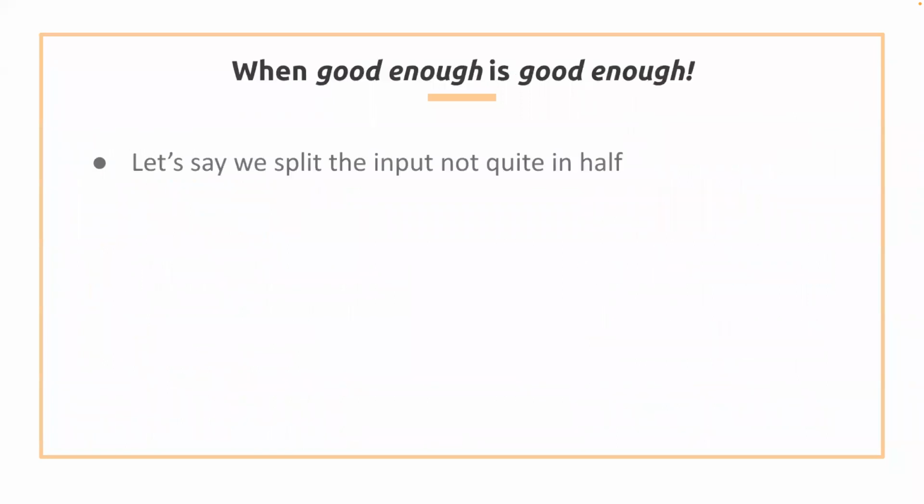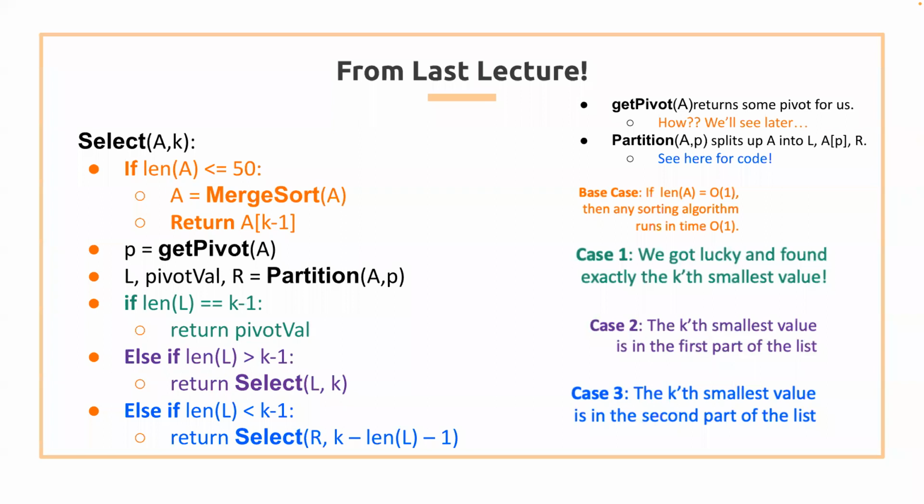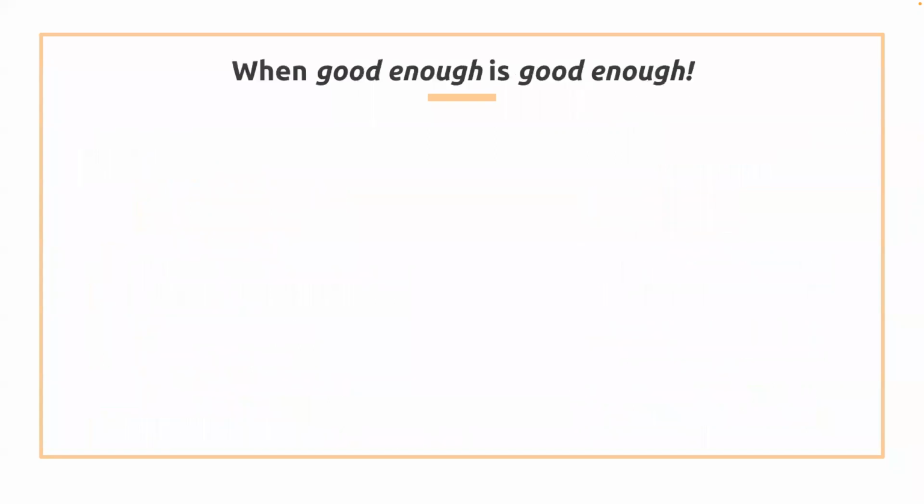Okay, so this is from last lecture. I think last lecture as well, we covered when is good enough good enough? We talked about how ideally we would like to split the input in half, and that would give us a running time for this algorithm. If we can guarantee that these sides are split in half, then we recurse once on an array of size at most n over 2. So it gives us a running time by master theorem of O of n, right? That's what we talked about last time.